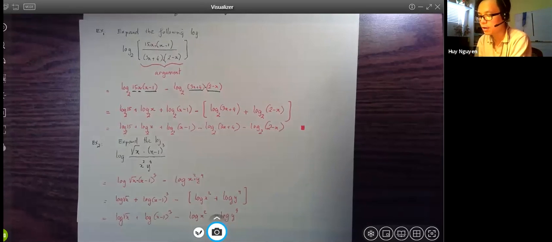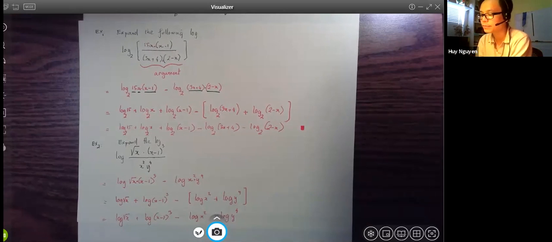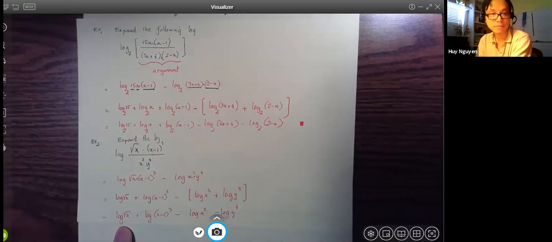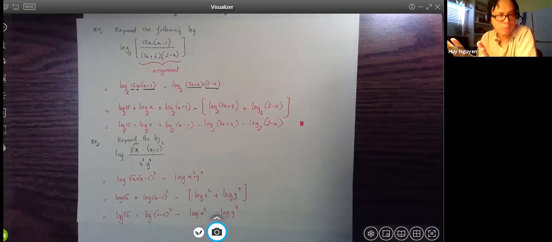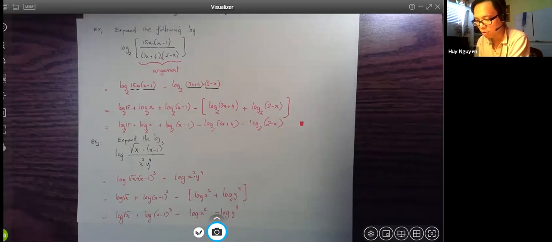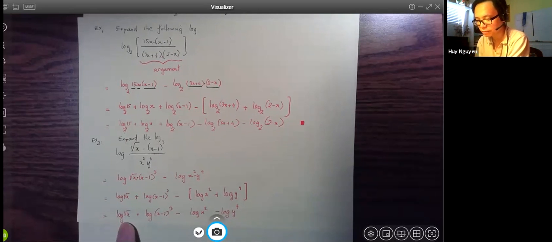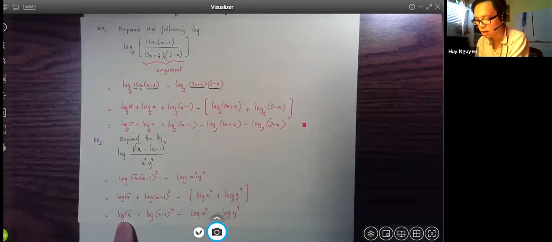Let's deal with the logs one by one. Let's look at the first log. Right now we have 4 logs already, which is really good. From 1 log, I split it up into 4 logs. It looks like we got it done. Looks like. But you have to be careful, because let's take a look at each of the logs. Our first log is a log of radical x.